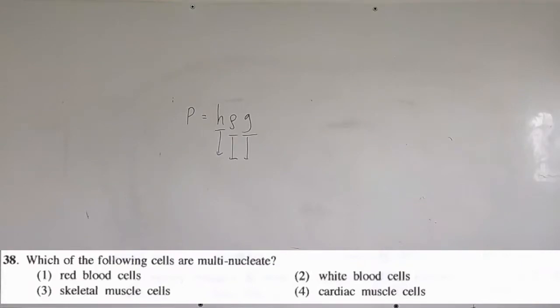38th one. Which of the following cells are multinucleate? So what about red blood cells? Red blood cells have no nucleus. White blood cells, one nucleus. Skeletal muscle, multinucleate, and cardiac muscle, one or two. Sometimes there can be two and sometimes one. So the exact answer is going to be the third one.